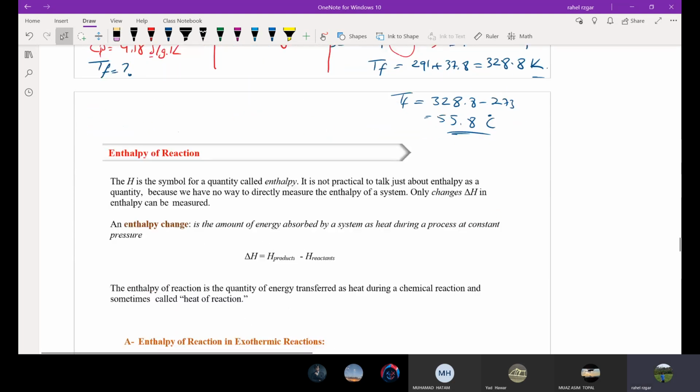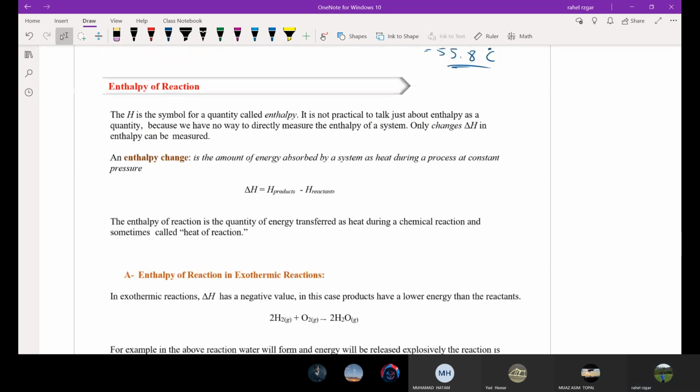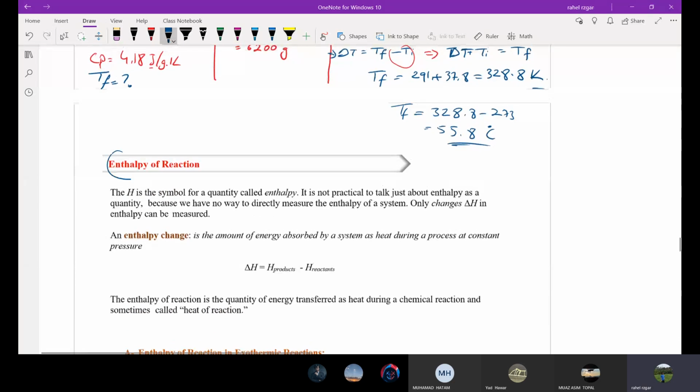All right, now let's get to enthalpy of reaction. What does enthalpy mean? Actually, enthalpy means heat. Enthalpy of reaction. First, let's talk about enthalpy. The H is the symbol for a quantity called enthalpy. So from now on, enthalpy means heat, and the symbol is H.